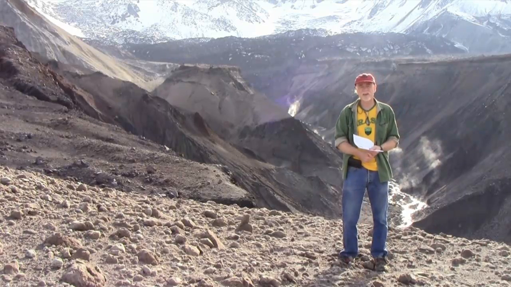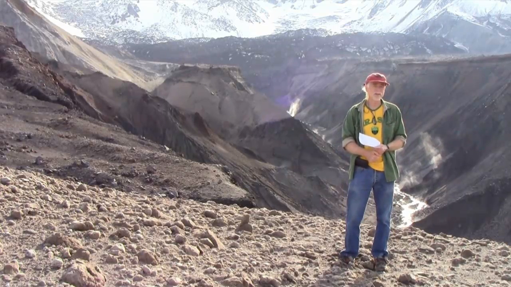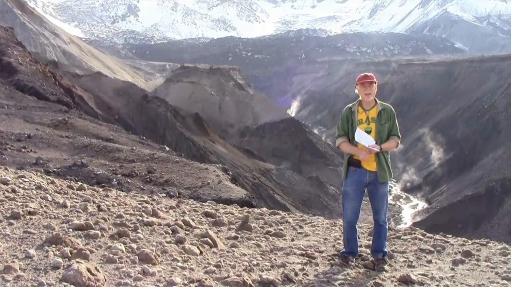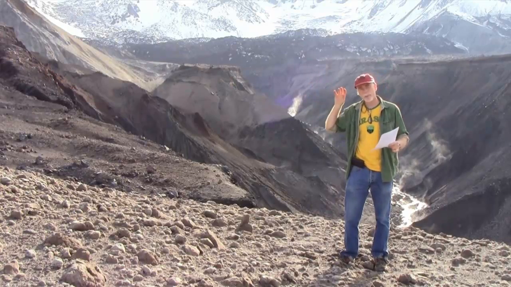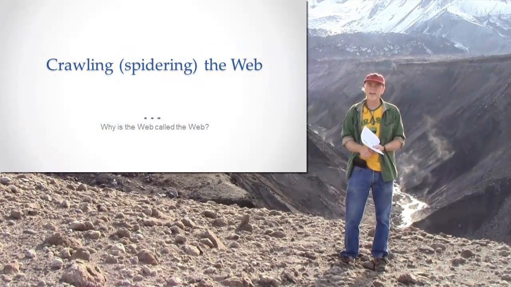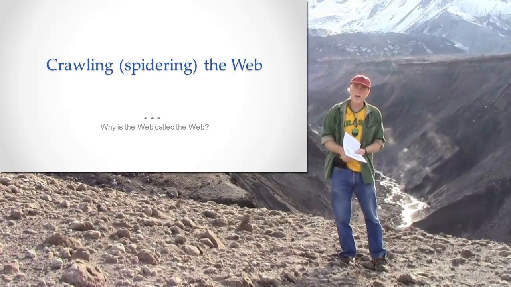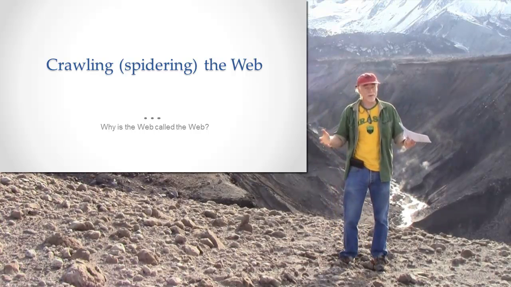So there's a lot of content that Google can't get to, but it's actually pretty astounding how much content Google can get to by going out from link to link to link to link to link. And that process of going out from link to link is called spidering, because the web is like a web.